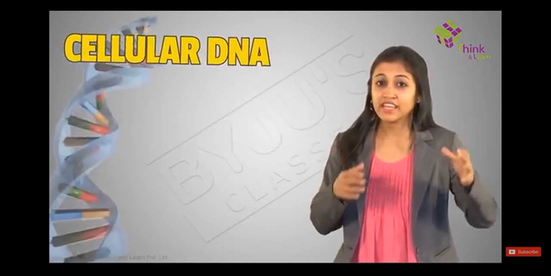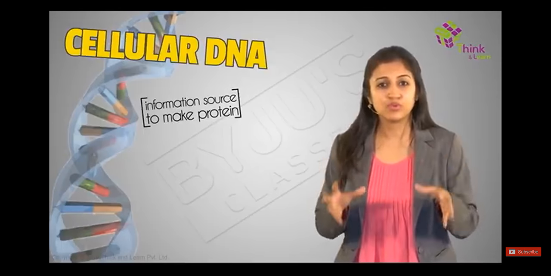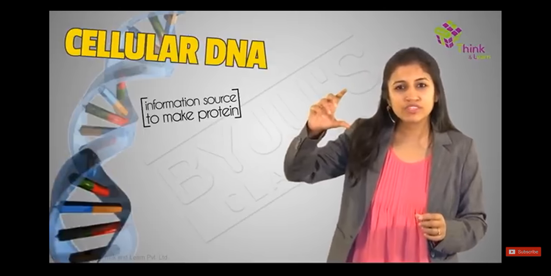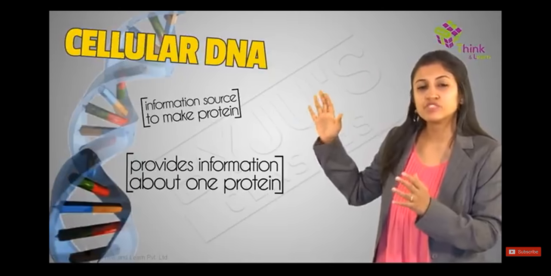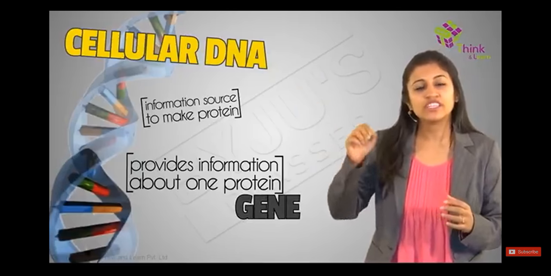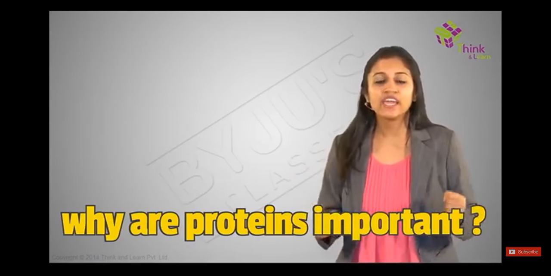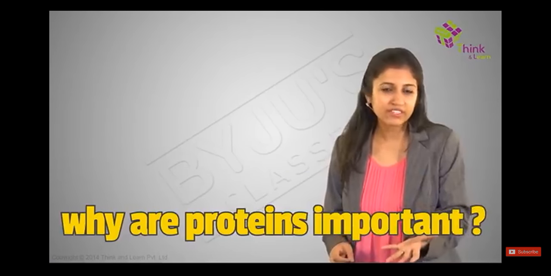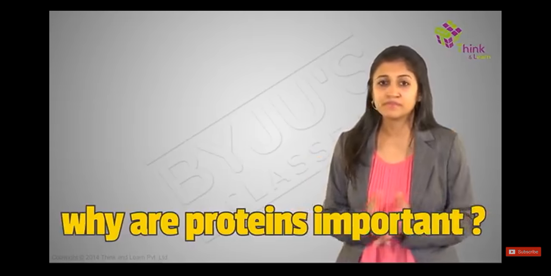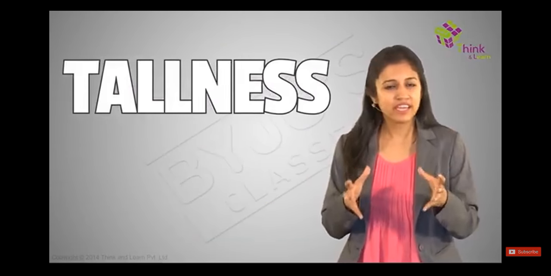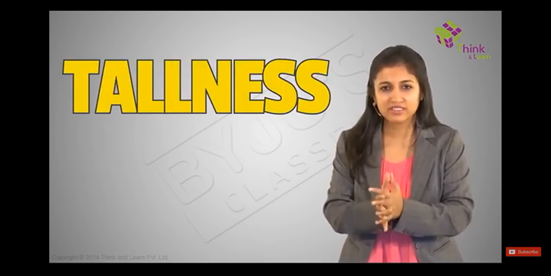Cellular DNA is the information source for making proteins in the cell. A section of the DNA that provides information for one protein is called the gene of that protein. Brings me down to my next big important question. Why exactly are proteins this important? To answer that, let me take an example of tallness.